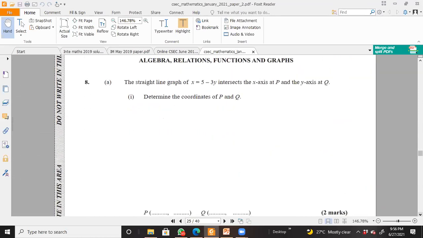So number 8. A straight line of graph x is equal to 5 minus 3y intersects the x-axis at P and the y-axis at Q. Determine the coordinates of P and Q. What will I do?